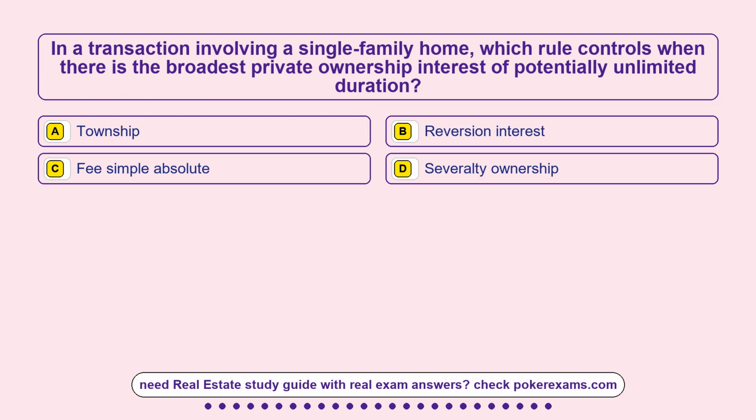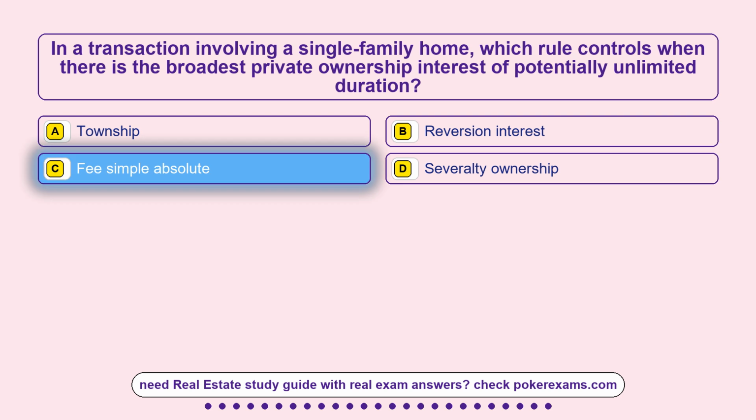Question 21. In a transaction involving a single-family home, which term describes the broadest private ownership interest of potentially unlimited duration? Option A, township. Option B, reversion interest. Option C, a fee simple absolute. Option D, severalty ownership. The correct answer is option C, fee simple absolute.